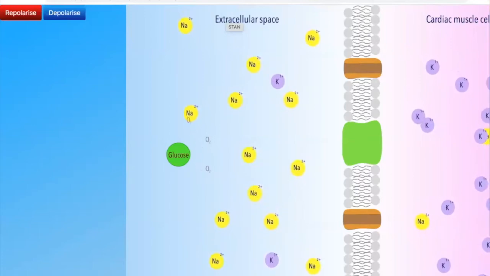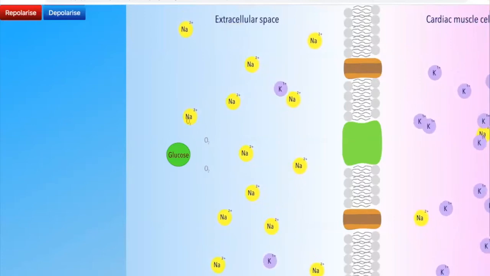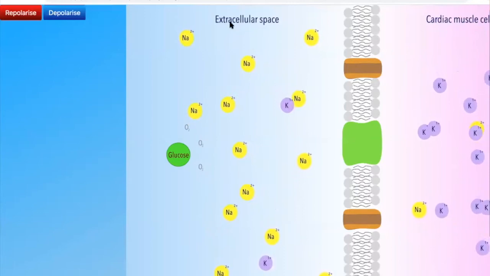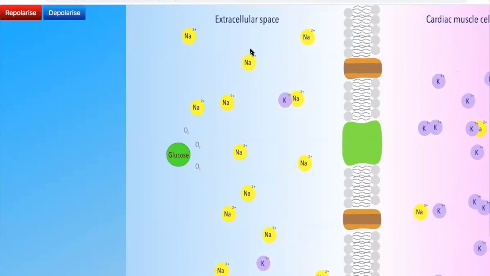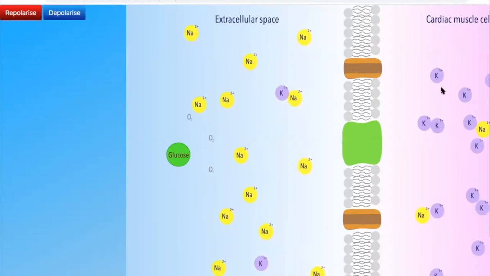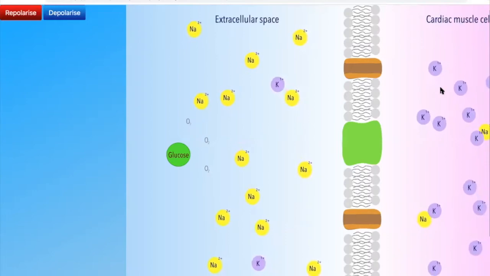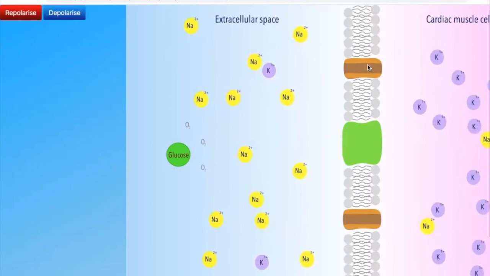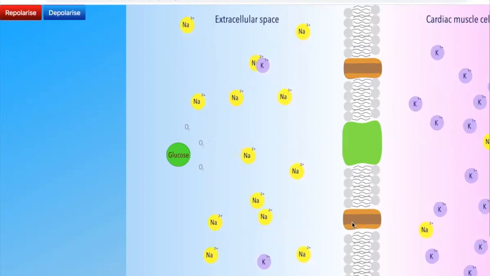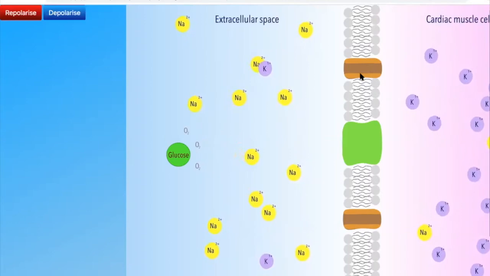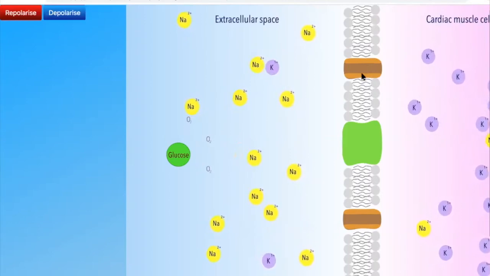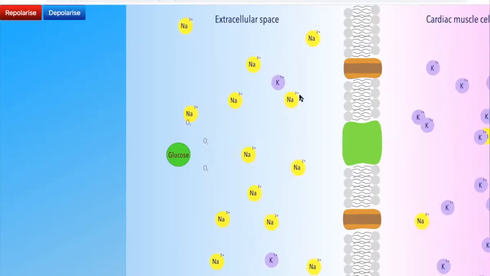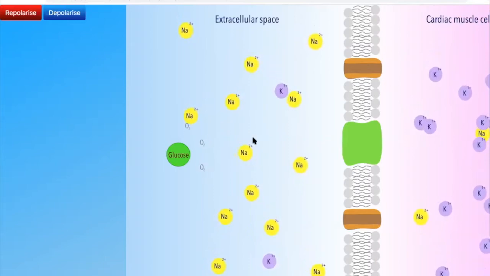So unlike the seating plan, you can see two areas: cardiac muscle cells and the extracellular space. Okay. This is basically a muscle from within the heart. And like all cells, our cell membrane has sodium-potassium pumps. This is the pump that is supposed to be keeping the concentration of potassium higher on the inside and sodium higher on the outside.